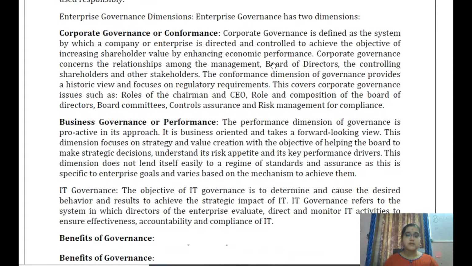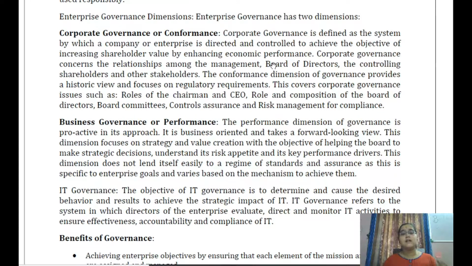It is also called performance. Here the performance dimension of governance is proactive in approach. It means the performance dimension of this kind of governance is proactive in approach. It means that what it wants to do, it is doing beforehand.